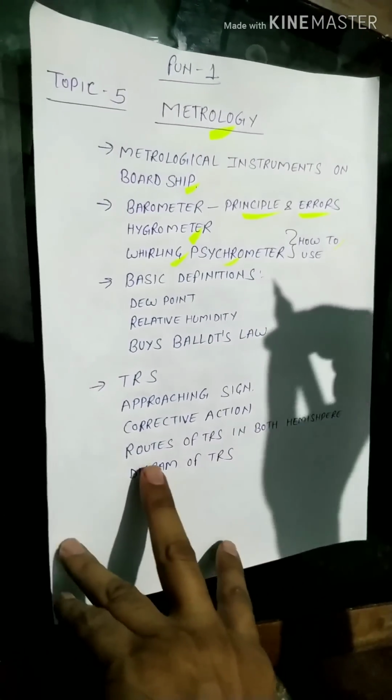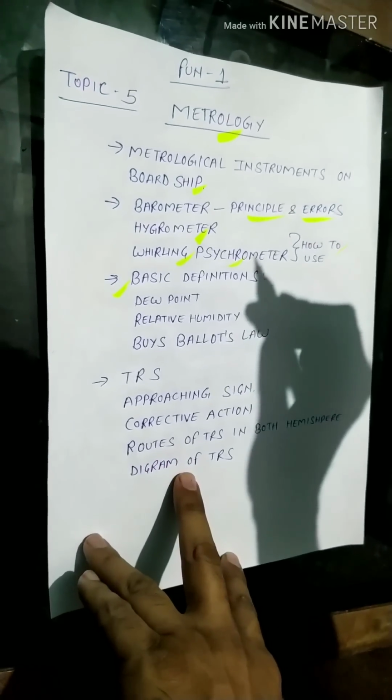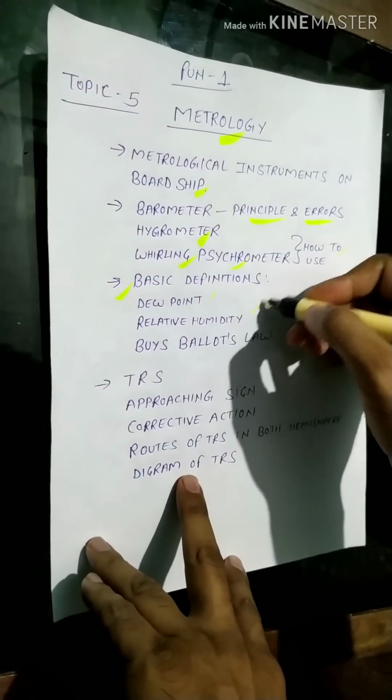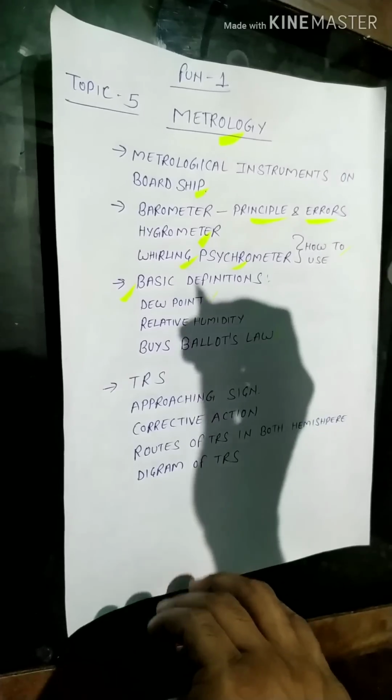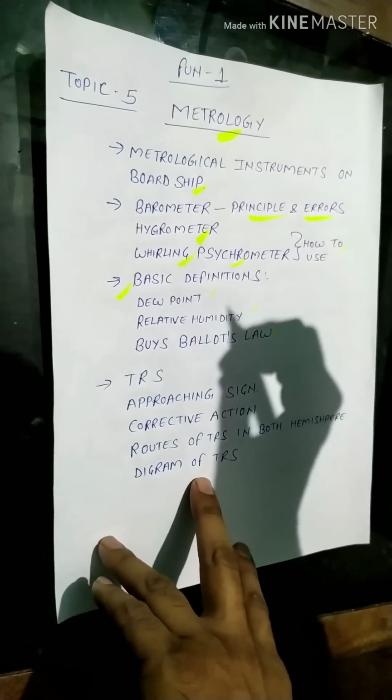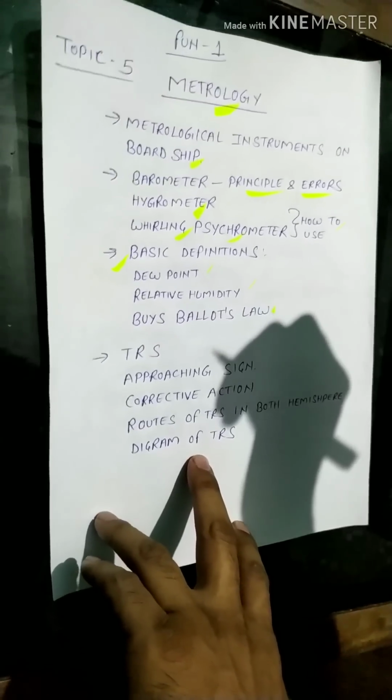hygrometer, and all the general definitions from the marine meteorology book, like dew point, relative humidity, Buys Ballot's law, and some more definitions that we have to go through in the marine meteorology book. The small definitions are there that we have to learn by heart.